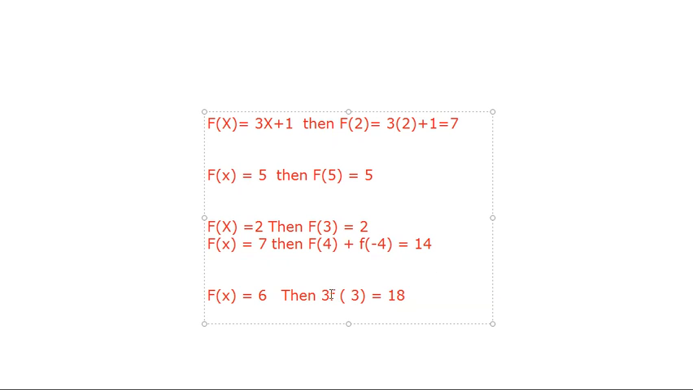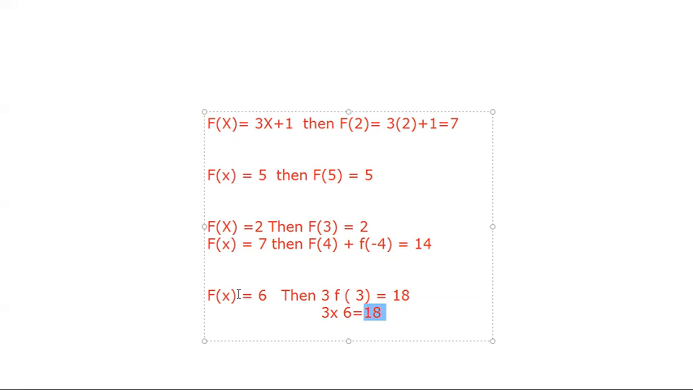How? Listen to me. f of x equals how many? 6. Do you see any x? No, we don't have any. Then we keep the 3 the same and multiply by f of 3, which is 6, right? So the answer equals 18.